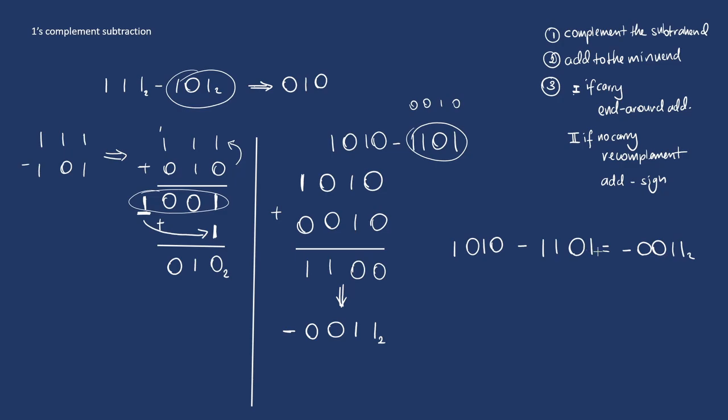1, 1 base 2. If you change this to decimal, you see that it actually makes sense. This should be 10 minus 13 gives minus 3. Okay, so you sort of see why you actually have to have the physical minus sign.